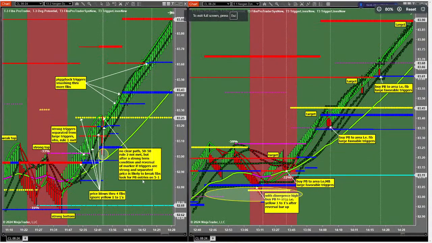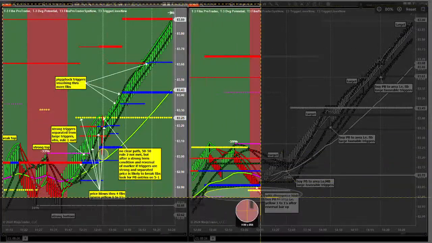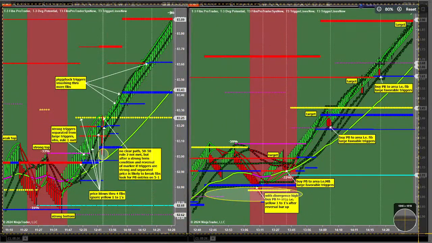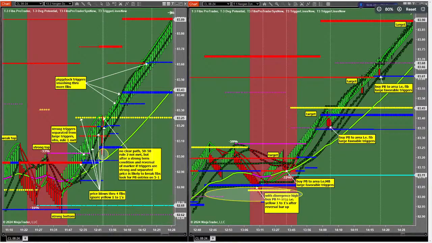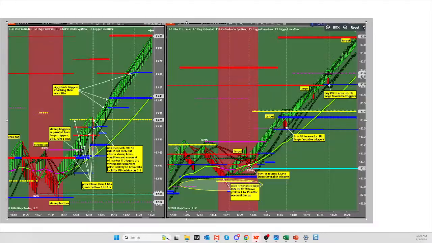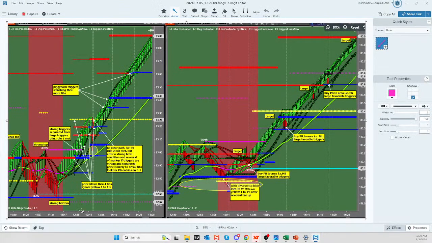So let me expand a little bit. It's the same reason that we say that a strong bottom typically is the basis for a successful 50-50. So this strong bottom, I love it. Everything about it. This says that this fib is more likely to break. Does that make sense?